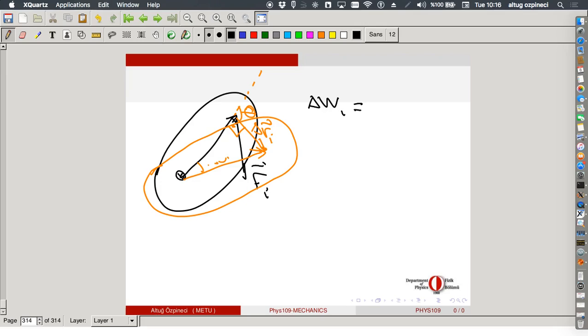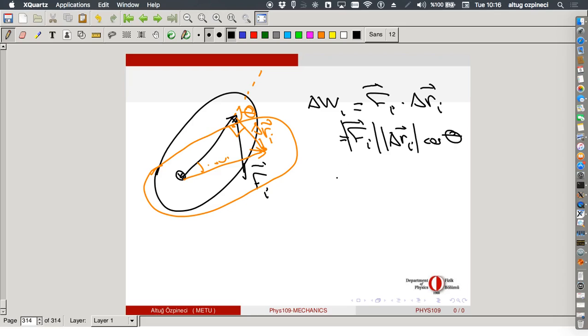What is the very small amount of work done by this force Fi? You see, the displacement is delta Ri. Well, we know that this is Fi scalar product with delta Ri, which is nothing but Fi, the magnitude, times the magnitude of delta Ri, times the cosine of the angle between the two.